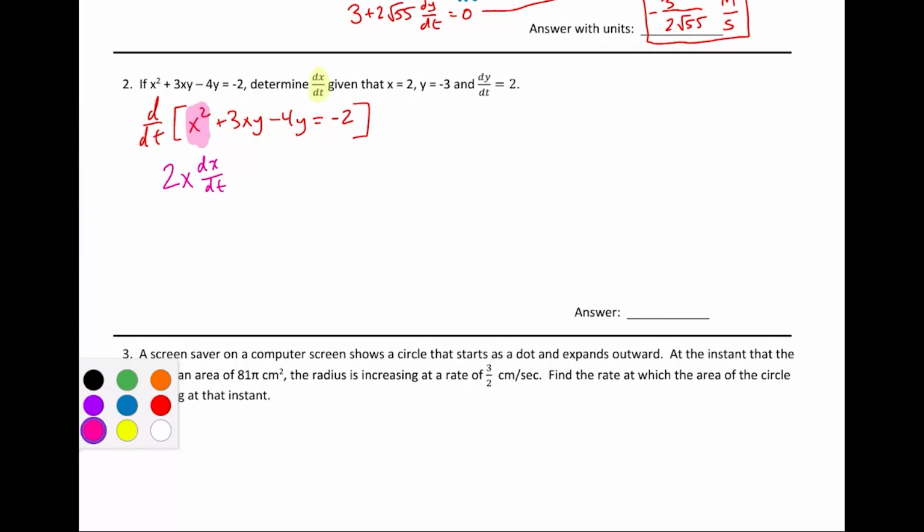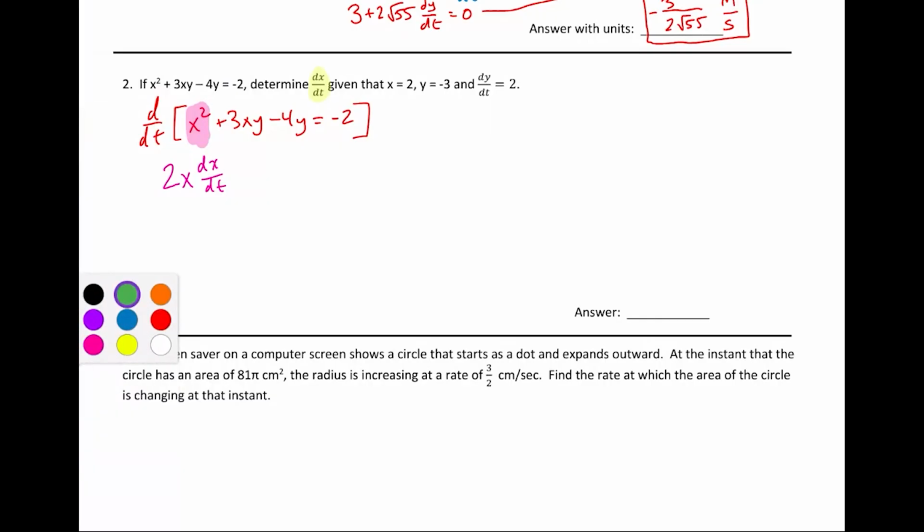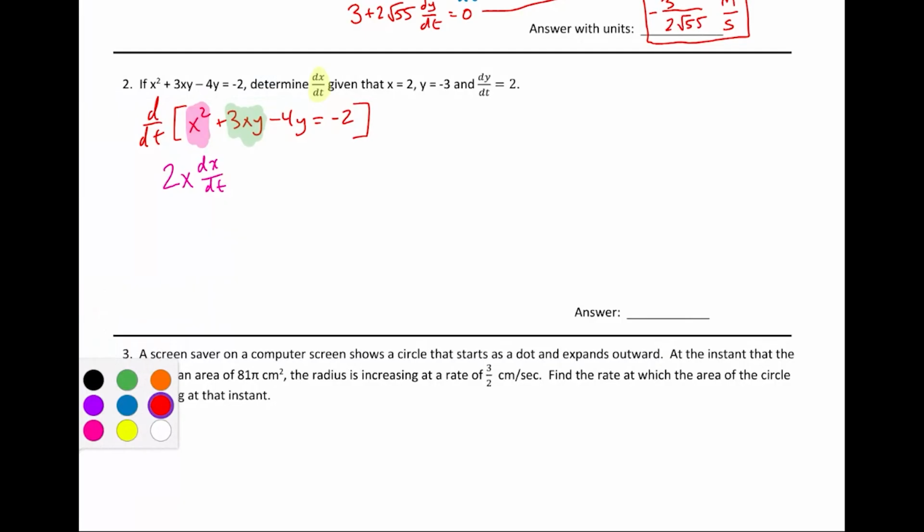Okay, with the second term, this 3xy, we're going to have to use the product rule. We have 3x times y. Just a little reminder of the product rule. If you want to find the derivative of a product of two functions, it's going to be the derivative of the first times the second plus the first times the derivative of the second, f prime g plus f g prime. Where here, my f would be 3x, my g is y.